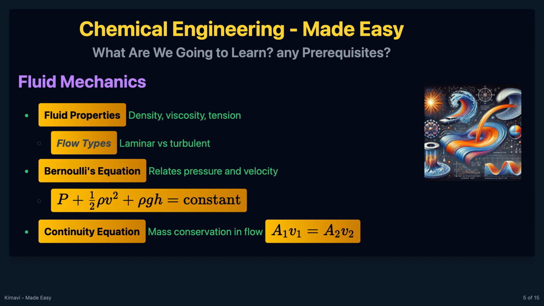The continuity equation, which is A1V1 = A2V2, describes the conservation of mass in fluid flow, where A is the cross-sectional area and V is the velocity.